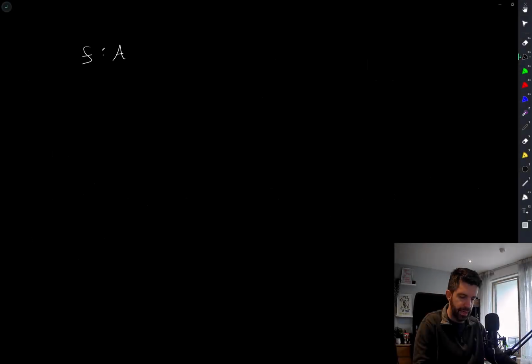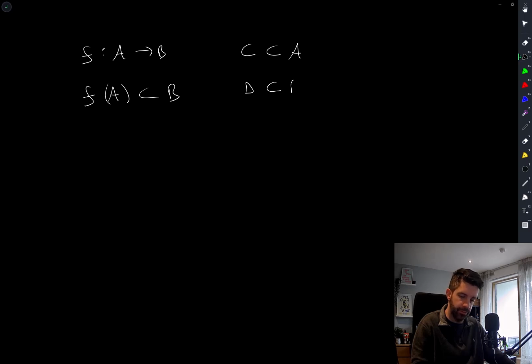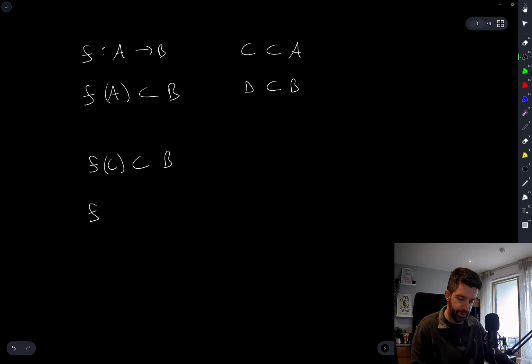Well, if f is a map from A to B, then f of A is contained in B. That's pretty much all we know. And we also know, since C is a subset of A and D is a subset of B, f of C is also contained in B, and f inverse of D is contained in A. That's pretty much all we know.